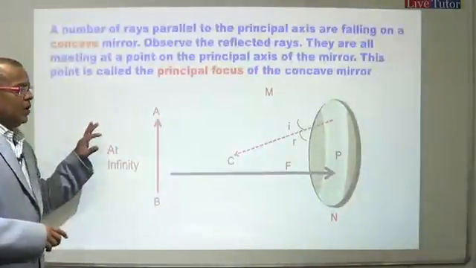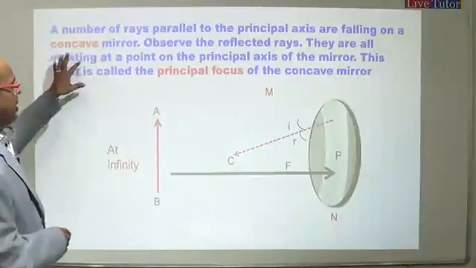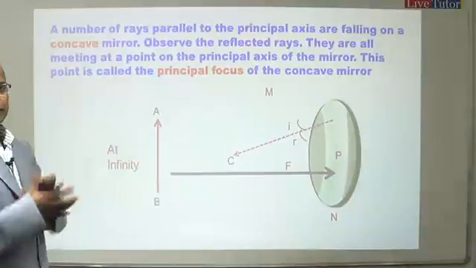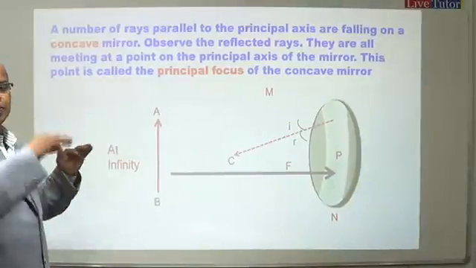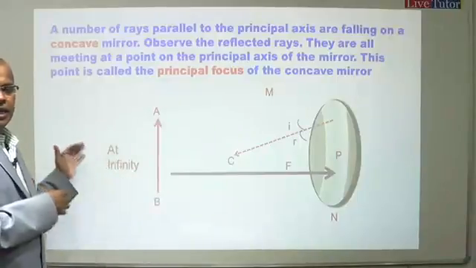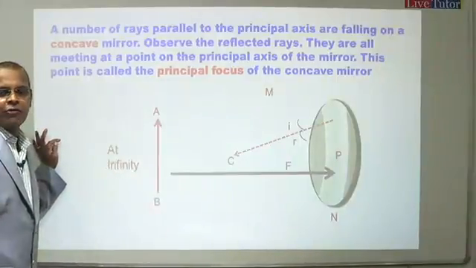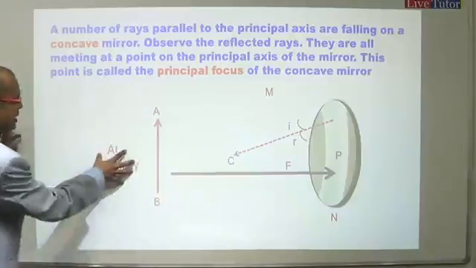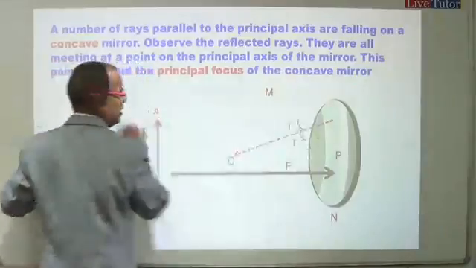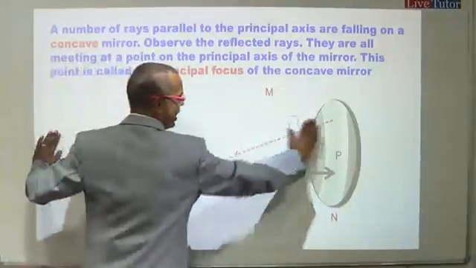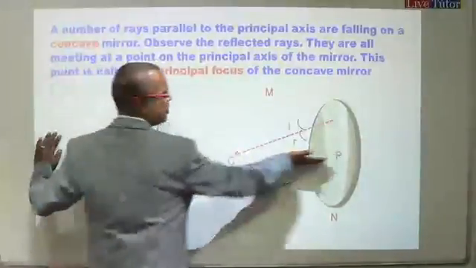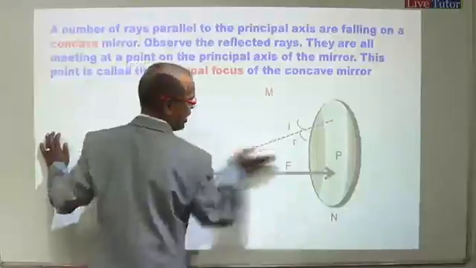Now, what do you understand from this? Look at that. When you are focusing that towards the sun, a number of rays parallel to the principal axis of this concave mirror, right? A number of rays parallel to the principal axis are falling on the concave mirror. That is, it is infinity. The sun is here. From the sun, there are so many rays. Right? The light is traveling and it is falling on the concave mirror, parallel to the principal axis. This is the principal axis.